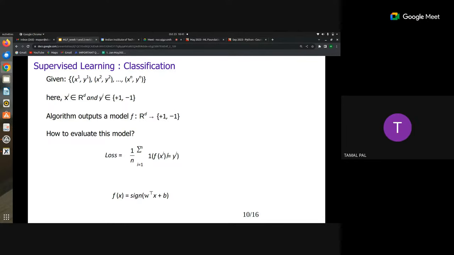Sir, is the outcome always binary? There may be more than two also. Yes, we can have more than one category, so the output can change. But this was the first week, so sir has introduced only binary classification. There are techniques for more classes too, and if you go further in machine learning courses, you'll learn them there. The algorithm outputs a model.